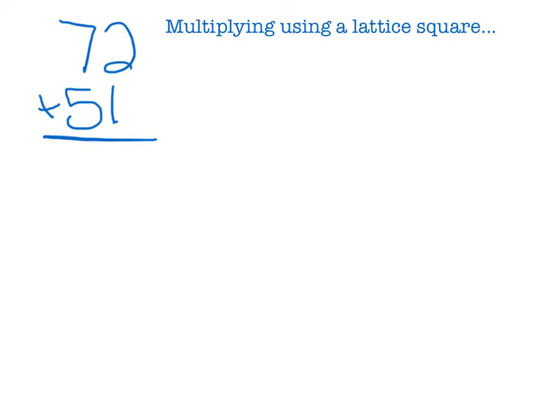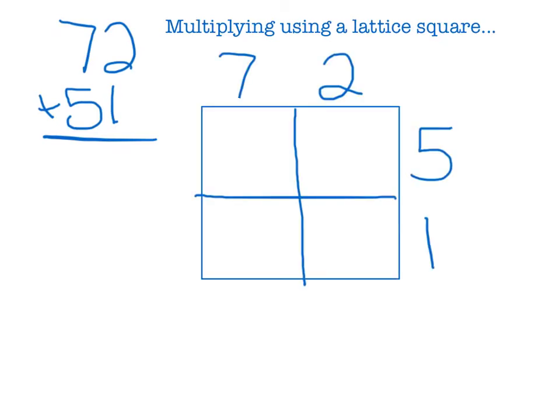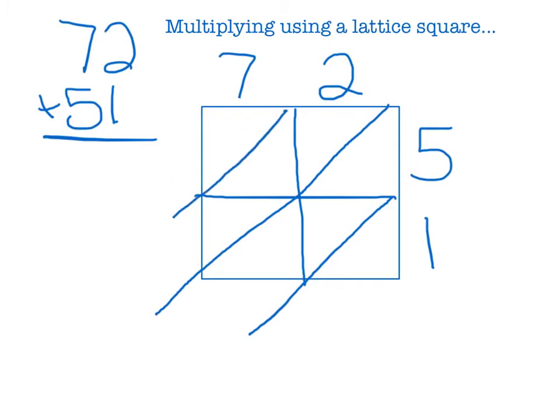Okay, because we have two numbers here and two numbers here, it means we need to make a square that has 2 columns and 2 rows. So let's go ahead and set up our lattice square. Okay. We have our 2 rows and our 2 columns. Now we need to set up our diagonal lines across from corner to corner. Great. Now we're ready to multiply our numbers.